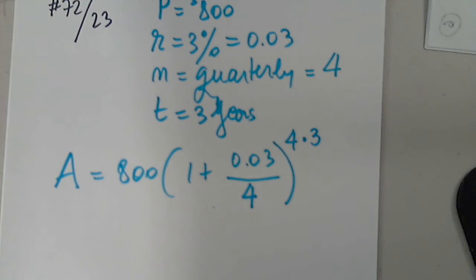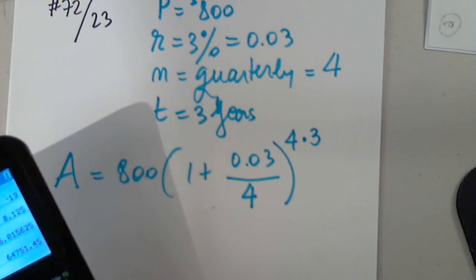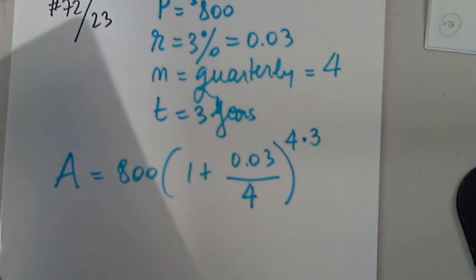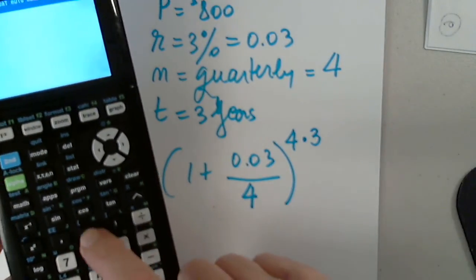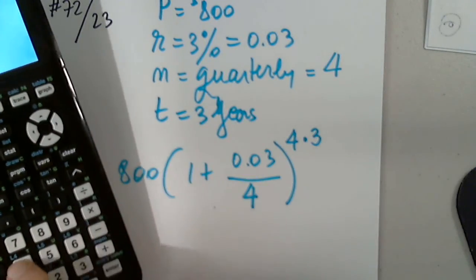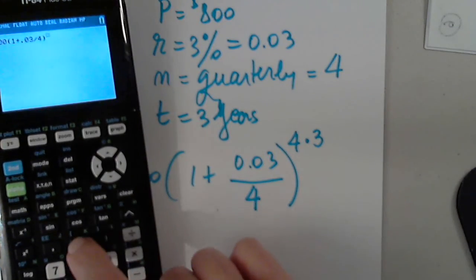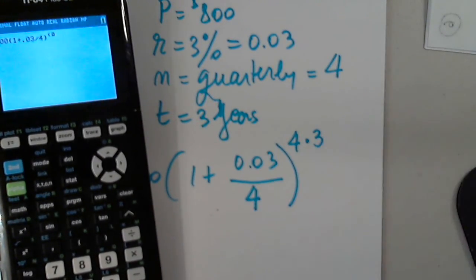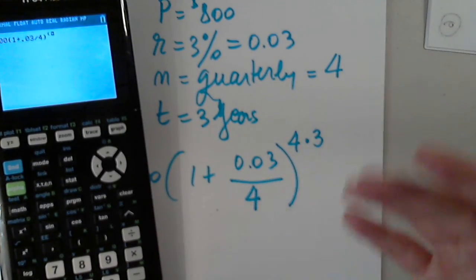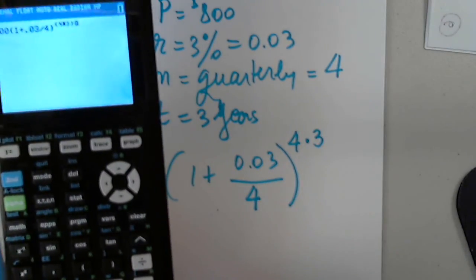So let's do that with the calculator all in one step, so that we don't compound the error, increase the error unnecessarily. 800, left parentheses, 1 plus 0.03 divided by 4, close it with the right, put a caret. You know me now already. I will put parentheses around 4 times 3. You don't have to necessarily, depending on your calculator. You can even write 12 and you're done. I'm going to write 4 times 3 just to show you how it's done. And press enter.